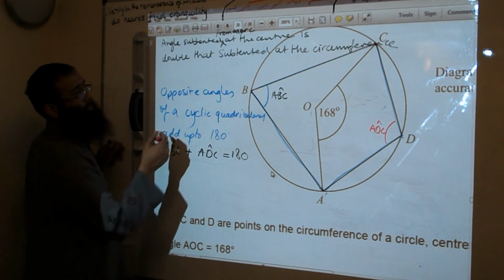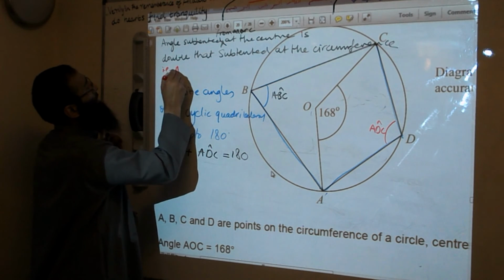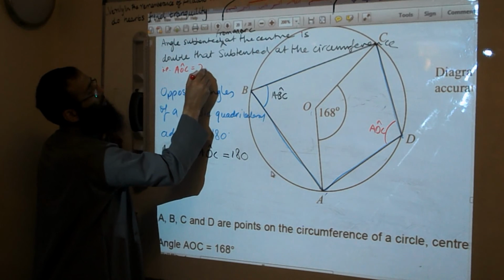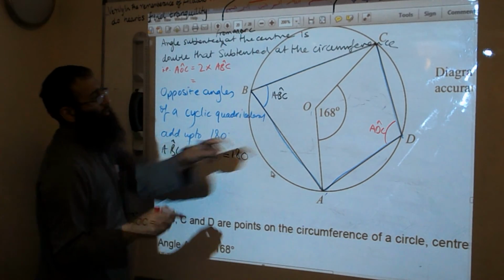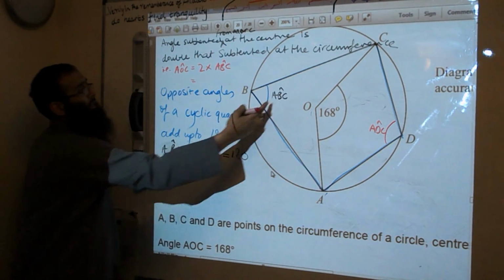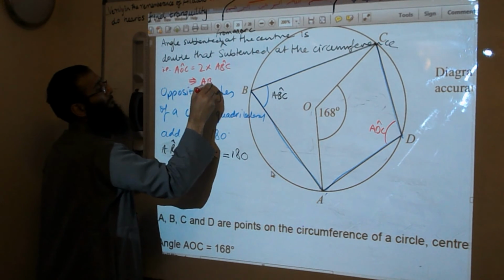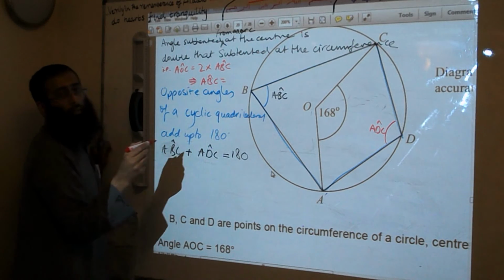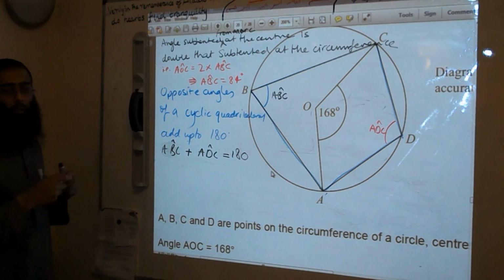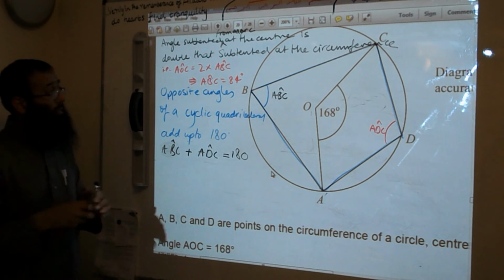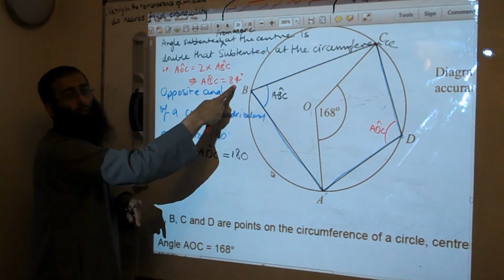Okay, ladies, let me write this down. Which one is it, A or C? AOC is equal to double of ABC. So this angle here is double of that one, so that one is obviously half of that. Therefore, angle ABC is equal to what? 84. Yeah? So this one is double of that one, so that makes this half of that, which is 84.